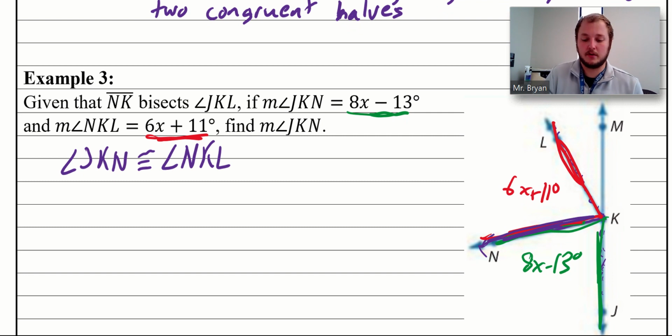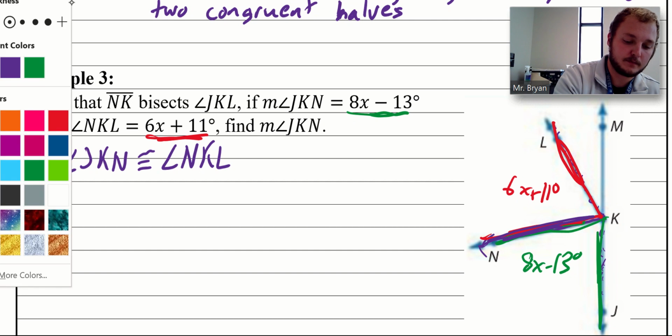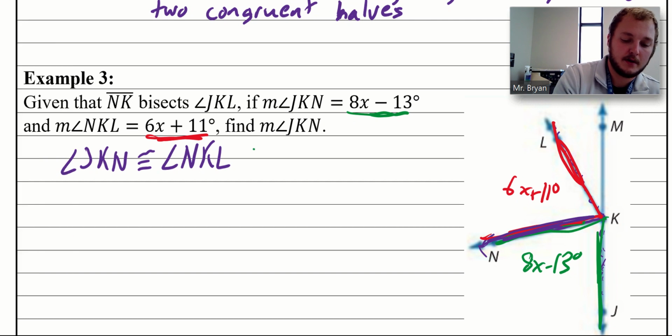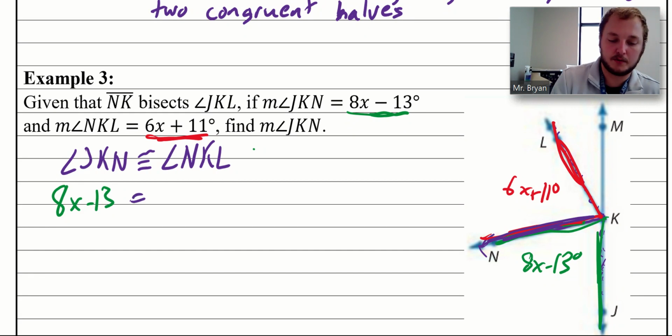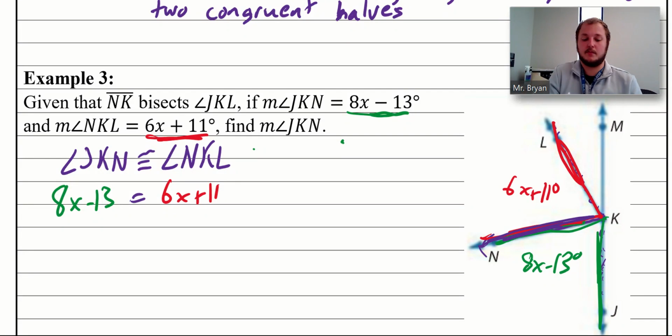Now that we know they're congruent, all we need to do is set up the equation. I know that congruent just means equal. So measure of angle JKN, we know that is 8x minus 13, so I'm going to plug that in. And that is equal to, or congruent to, measure of angle NKL, which we already said is 6x plus 11. So we're just plugging these in, setting them equal to each other.